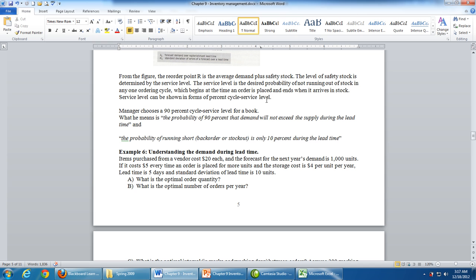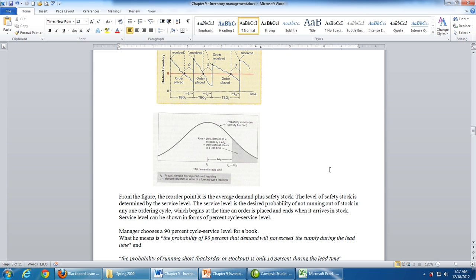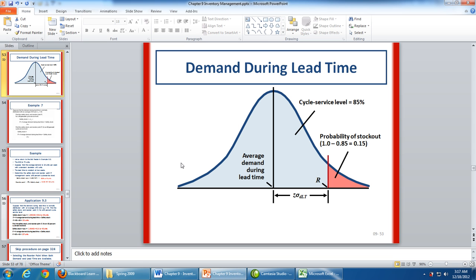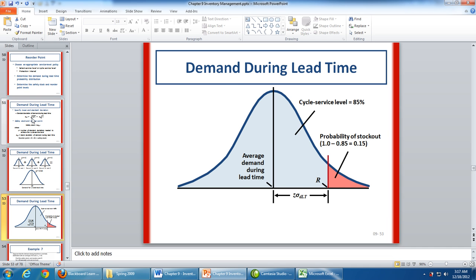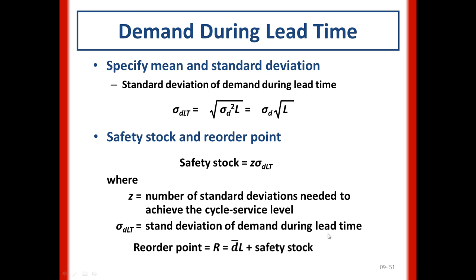With this notion we must turn the cycle service level into a level of safety stock. To do that, we must calculate the amount of safety stock. The amount of safety stock equals the Z value times the standard deviation of lead time. The Z value is a conversion of the cycle service level into a standard deviation. Reorder point equals demand during lead time plus safety stock.